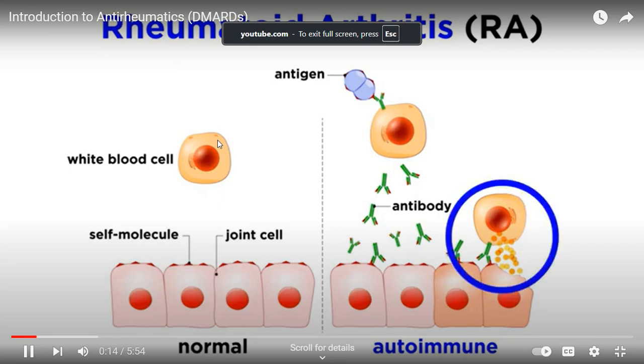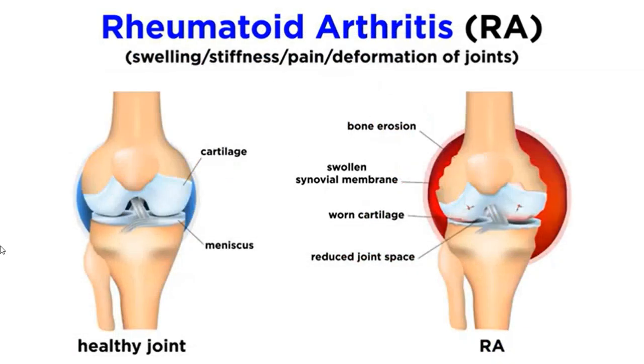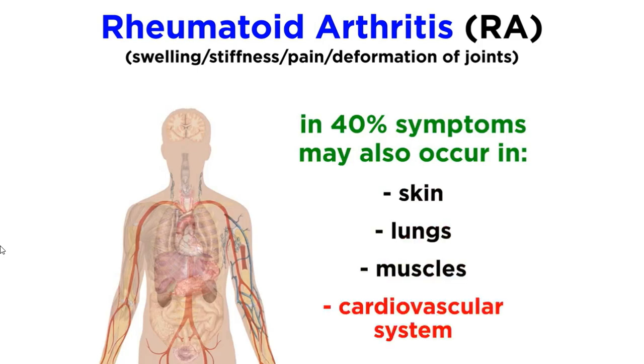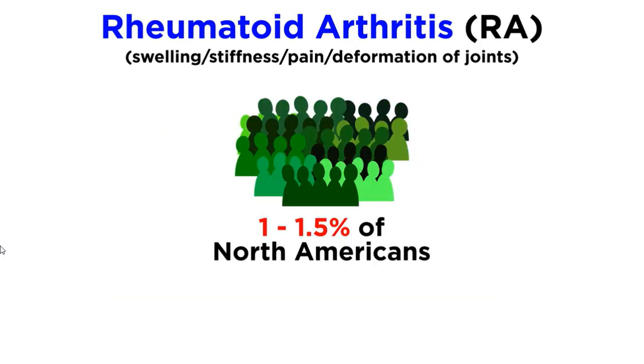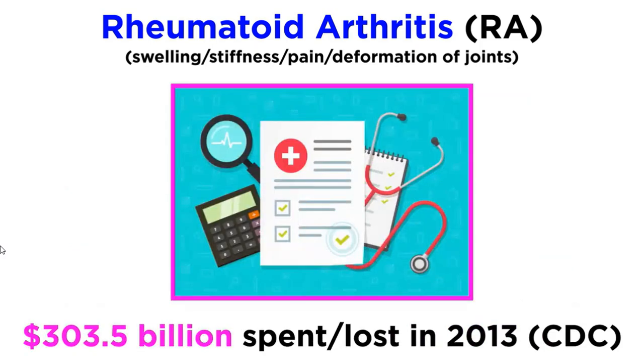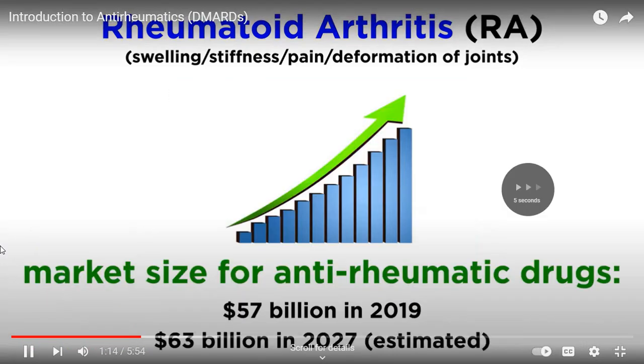The person's immune system mistakenly attacks normal proteins within the body. The resulting chronic inflammation primarily affects the synovium, or lining of the joints, leading to swelling, stiffness, pain, and deformation of the joints. In about 40% of individuals, symptoms may also occur within the skin, lungs, muscles, and cardiovascular system. RA affects about 1 to 1.5% of people within North America and is 3 times more prevalent in women than men. According to the CDC, the annual medical costs are substantial.